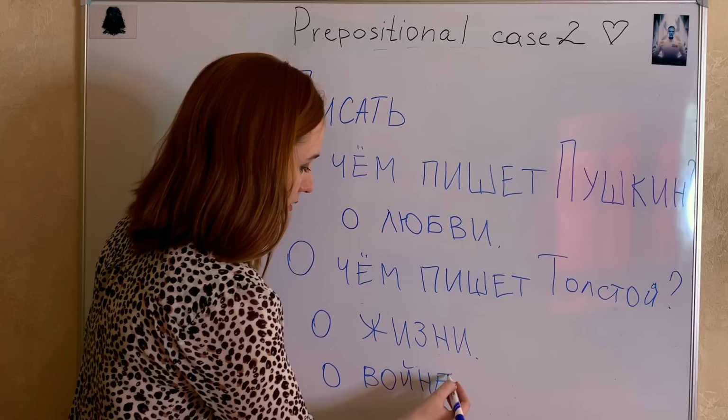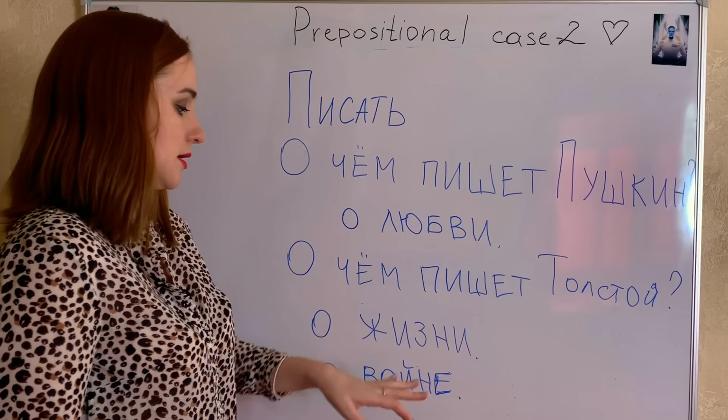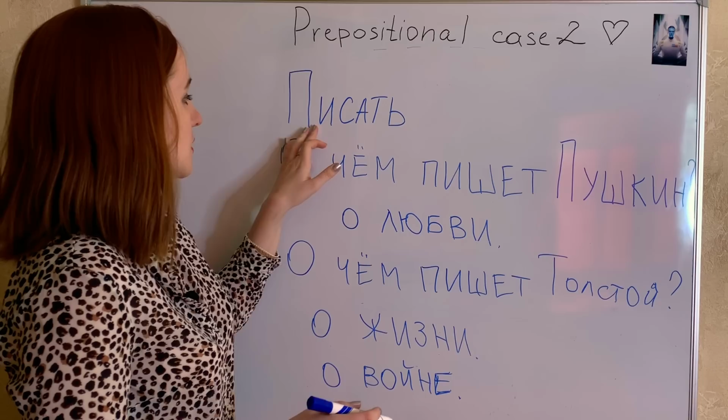Ugh, my writing is getting worse. О войне. Толстой пишет о войне. А Пушкин пишет о любви. Of course, it's just an example, and they both wrote many, many different things, but that's what we need to practice with the verb писать.